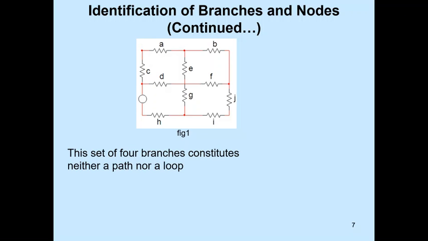See here, this set of 4 branches constitutes neither a path nor a loop. What are the set of 4 branches? See here, these 4 branches D, E, F, G cannot form a path or a loop because this is not closed. A closed loop itself forms a loop or mesh. So, this set of 4 branches constitutes neither a path nor a loop.